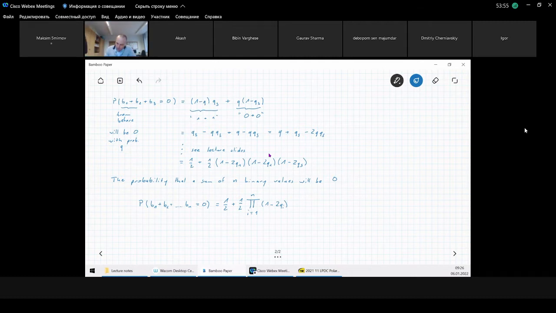Or actually the other way around. We could also say, let's write this here, the probability that B1 plus up to Bn. I could also ask the other way around, what's the probability that the sum will be 1? Of course, this will be 1 minus the probability that the sum will be 0.